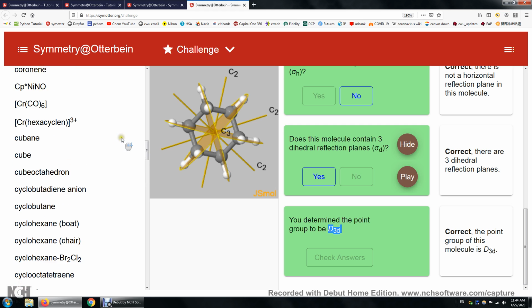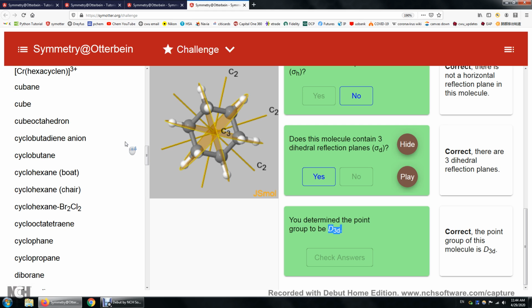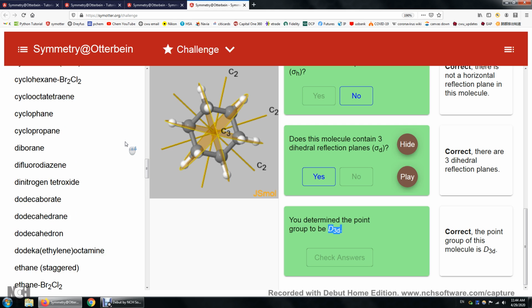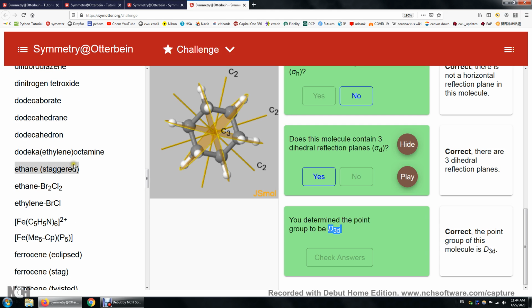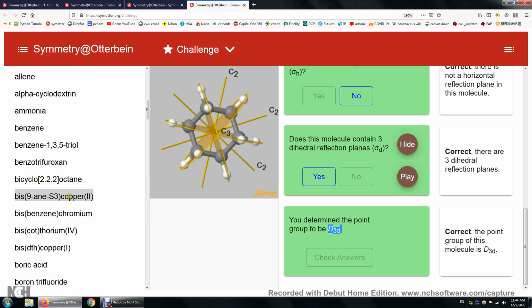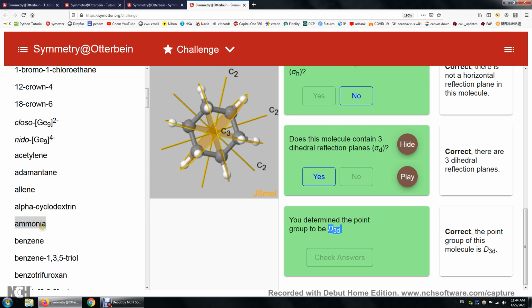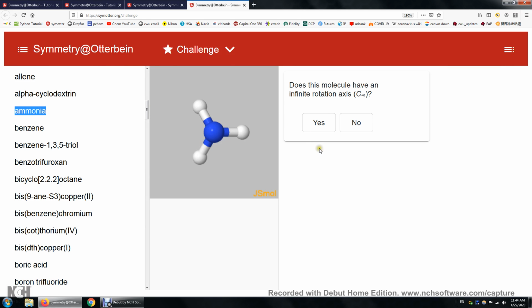I want to show you the eclipsed ethane molecule. It's a very interesting molecule. So ethane. Oh, unfortunately, they don't have this eclipsed ethane. So I'll just give you another example. Ammonia. It's pretty simple. You can walk it through by answering those questions, but again, it's not linear.